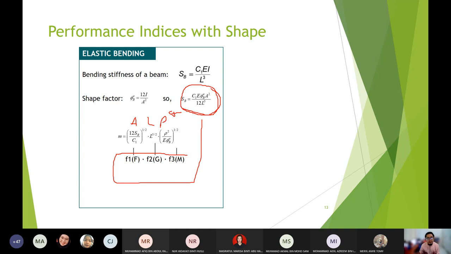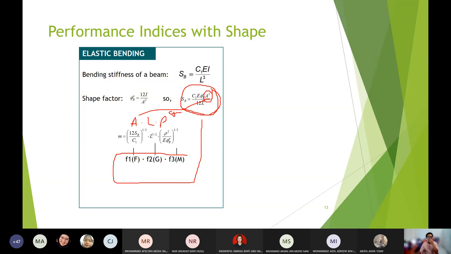Mass, the formula is area times length times density. Since A, for the shape stiffness of a beam, we get from here, we rearrange it and substitute here, then we get 12 S, B, C1, E, and so on, with a square root, times L to the power of 5 over another square root, times rho squared over E, the elastic beam, to the power of 1/2.